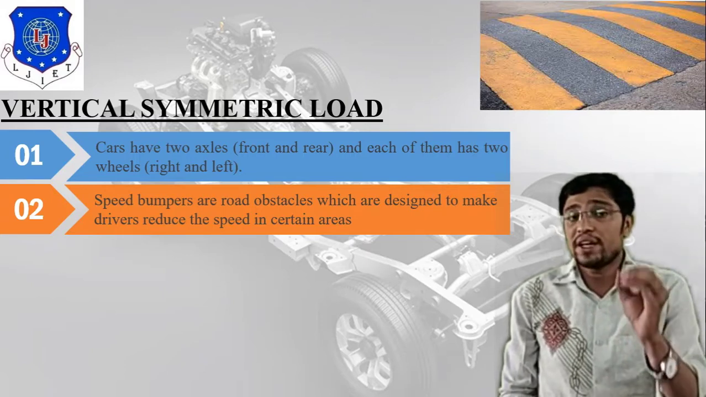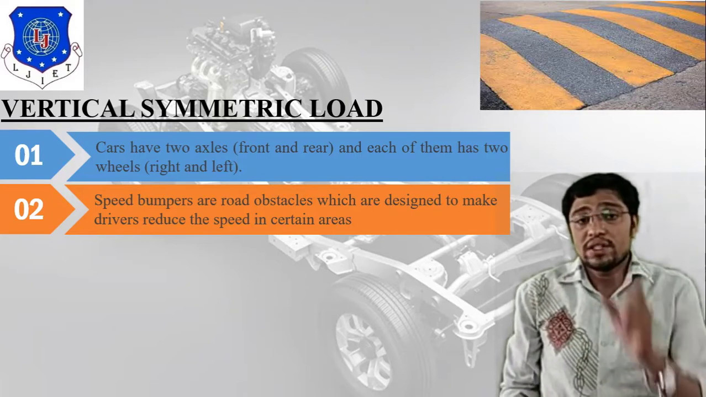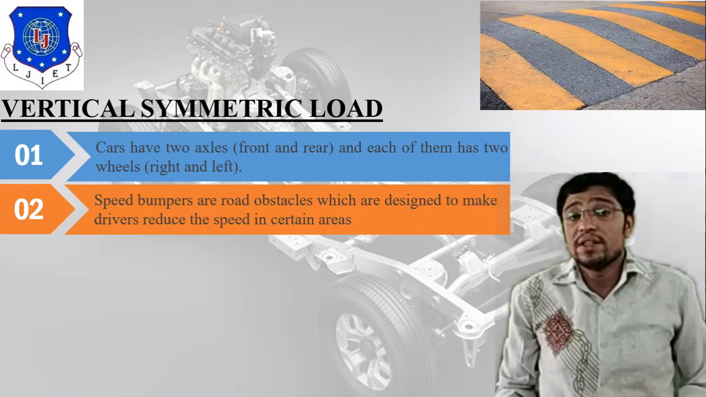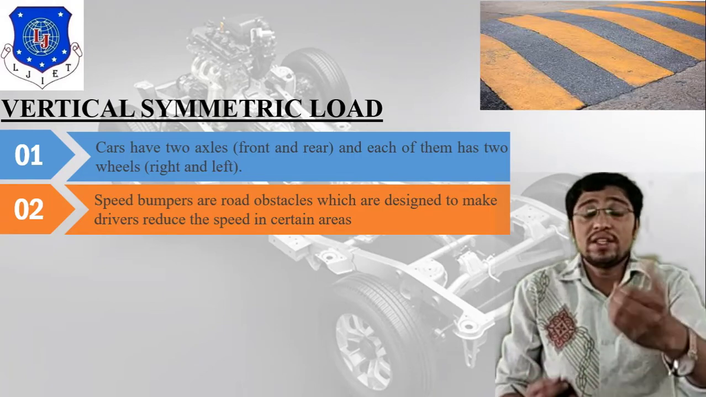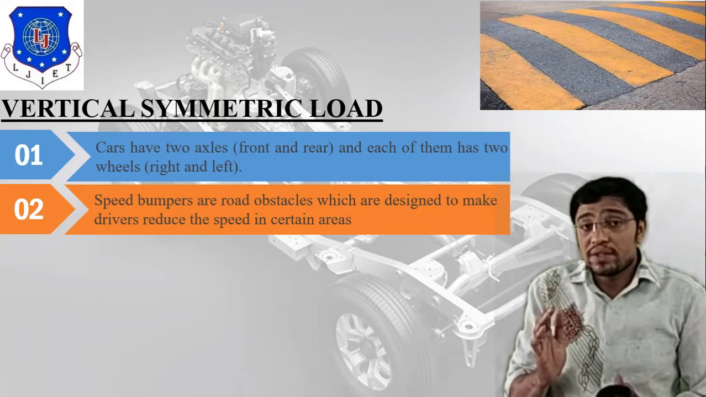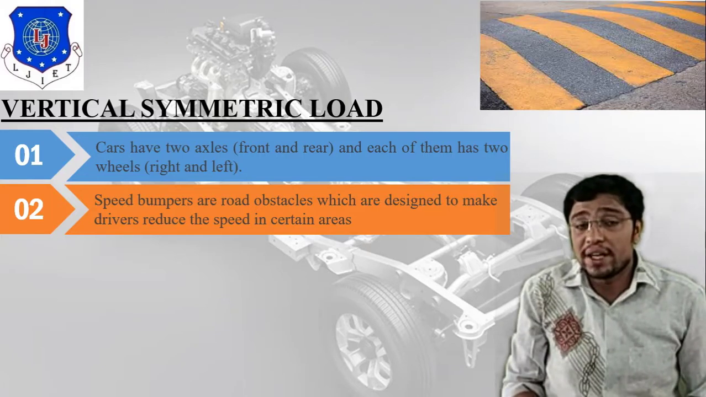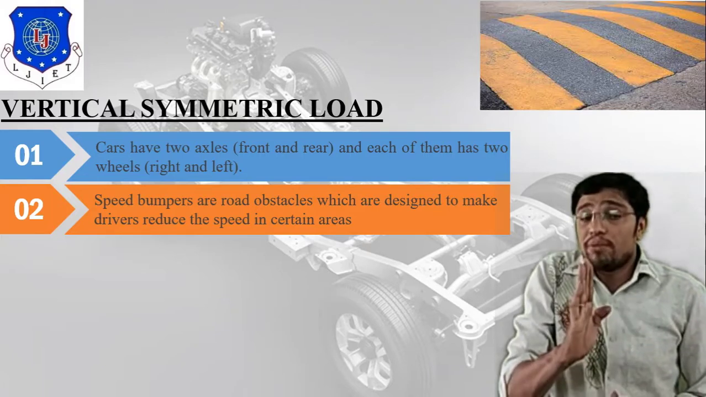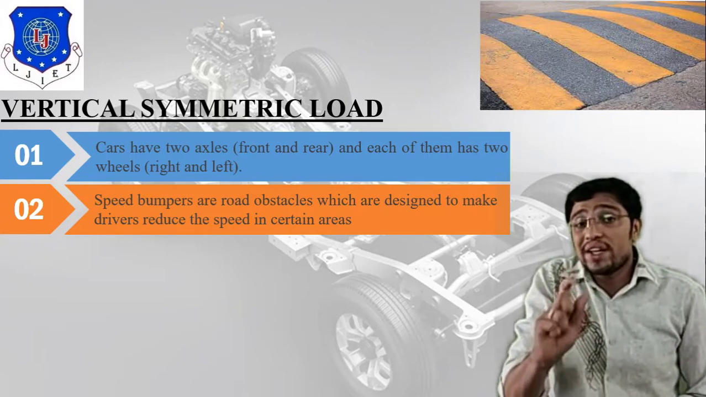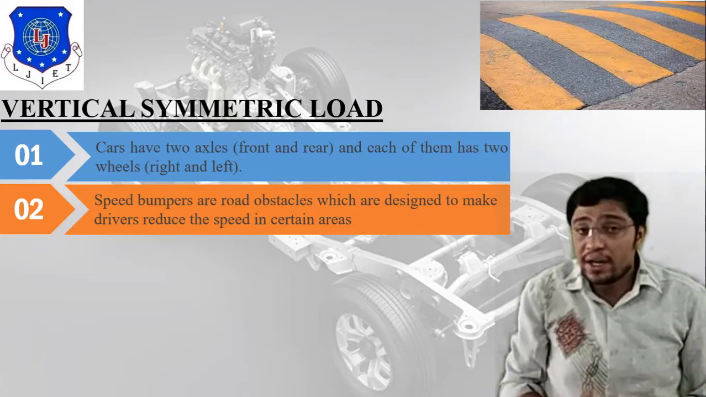Now let's take vertical. What is vertical, right? In the image you can see the bump. If you drive your car and you face this particular bump, what will happen? Your car slightly moves in the upward direction. Pick the word upward, right? Upward is equal to vertical. So a vertical force or vertical load is there.